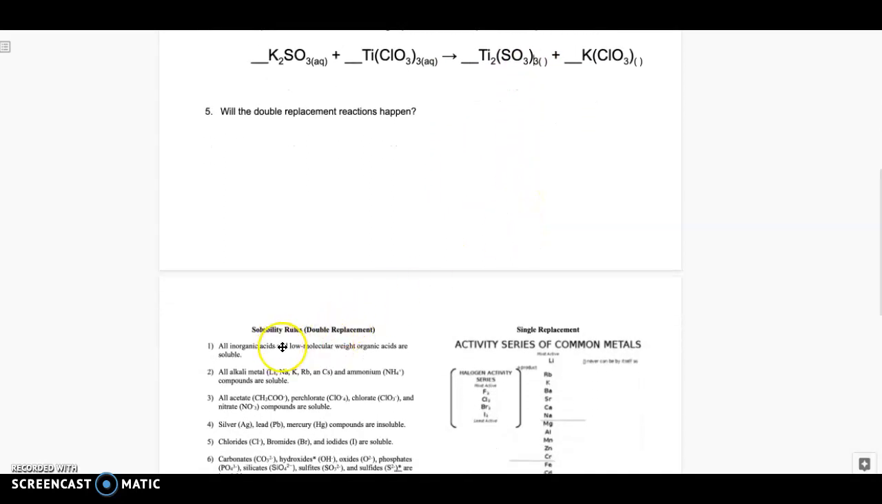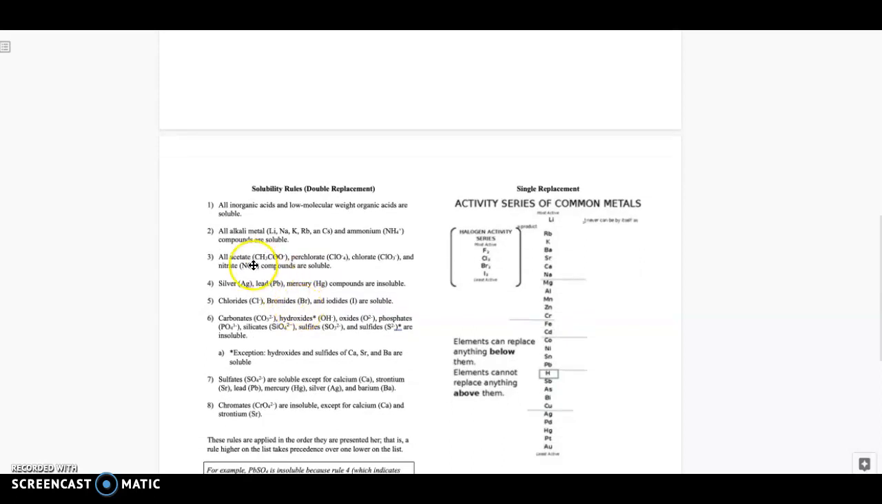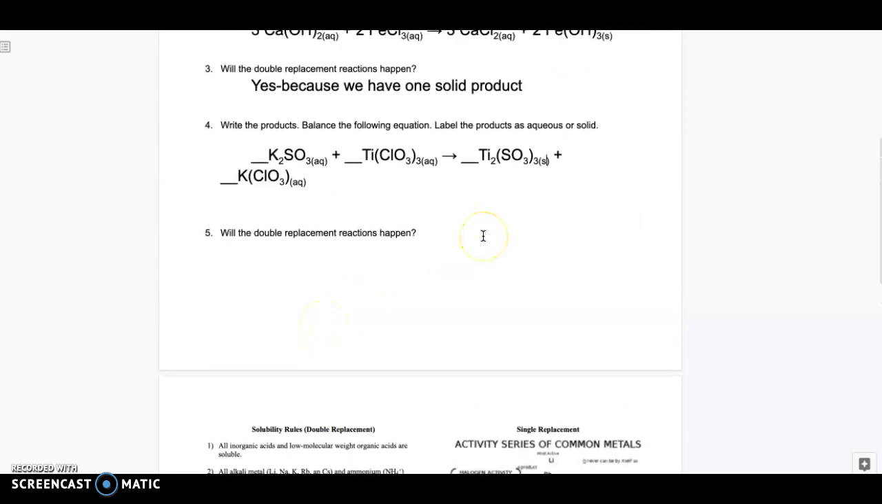So first one, basically all acids are soluble. I don't have that here. Alkali metals such as potassium are soluble, so that tells me this one is aqueous. And then next, I'm going for titanium or sulfite. That's the rule that I'm looking for. I don't see anything about titanium or sulfite there or here. Here I find sulfites. Okay, sulfites are insoluble, no exceptions, so that one is a solid.